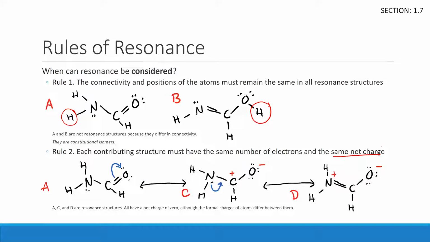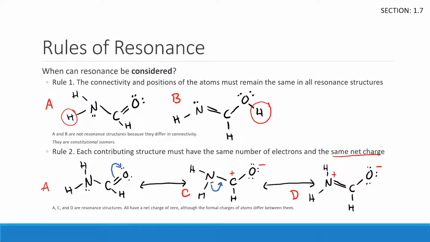This isn't a reaction, this is just a restructuring of the electrons in the same molecule. So here again is an example, molecules A, C, and D. So A, C, and D are all resonance structures. They all have a net charge of 0. The starting structure, you can see it doesn't have any formal charges.